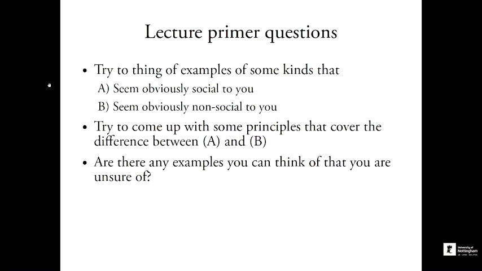Okay, so the questions I want to end on are these. Firstly, I want you to try and think of examples of some kinds that, for you, seem obviously social. Secondly, come up with some examples you think are obviously not social. Now, if you can, try and give some idea of what you might think the principles that explain the differences between A and B might be. Lastly, try and think of some examples that you're unsure of.